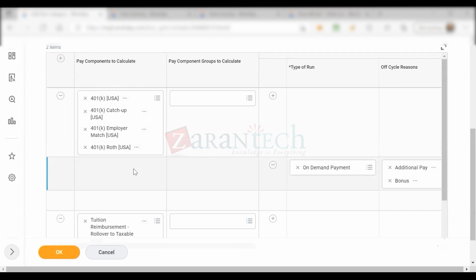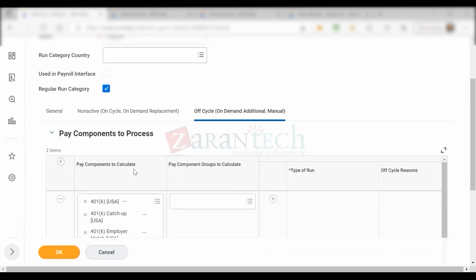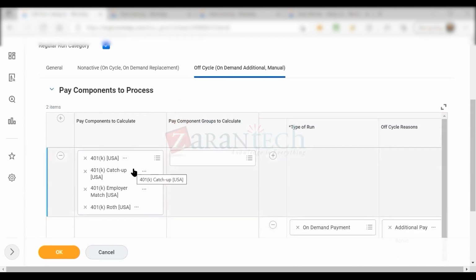So what I'm trying to emphasize here is that you cannot just blindly put all the codes on run category tabs for non-active or active. You need to think logically. How I configure this earning, how I configure this deduction, and if I don't put anything, is this going to come out? On top of it, you need to question yourself, how is this information going to come into payroll?